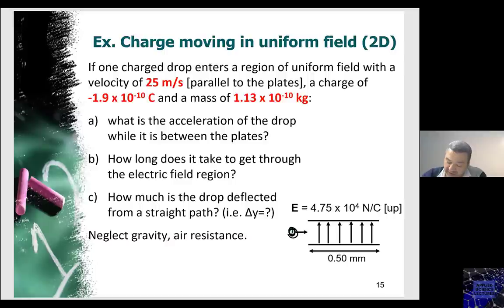The charge is minus 1.9 × 10^-10 Coulomb, and the mass is 1.13 × 10^-10 kilograms, with a velocity of 25 meters per second entering this uniform electric field. What is the acceleration of the drop while it's between the plates? So you need to calculate the acceleration. A very important piece of given information here is that we need to neglect gravity and the air resistance.